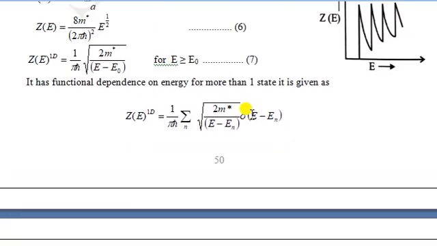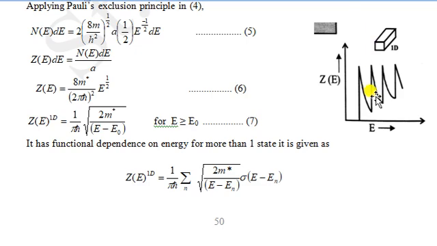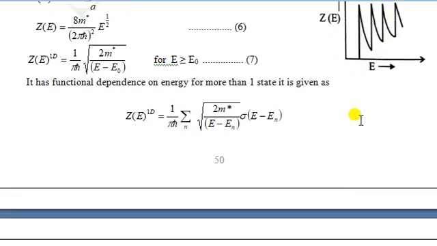Where sigma is a step function constant. There is a graph between E and Z of E. This is a one-dimensional particle, and the waveform will be in this form. Next we go to the zero dimension.